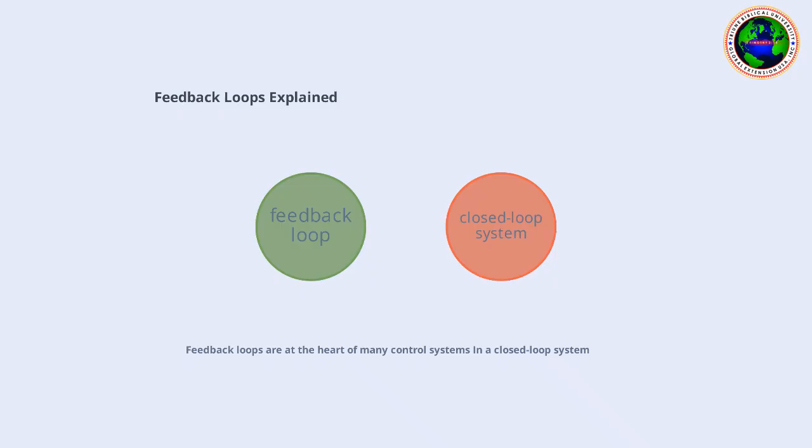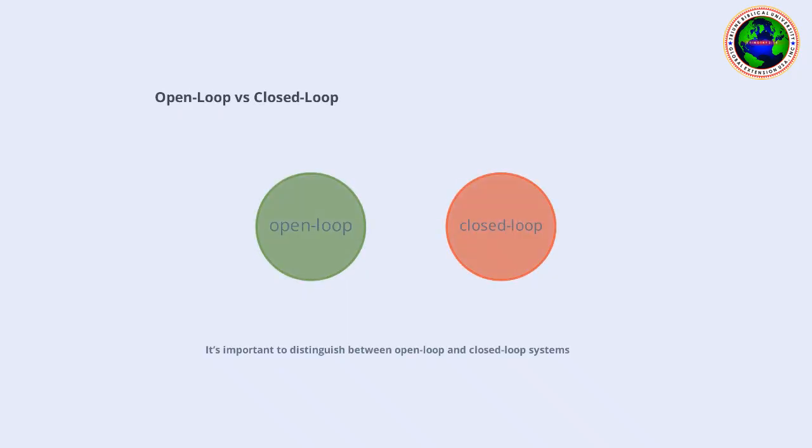Feedback loops are at the heart of many control systems. In a closed-loop system, the output is constantly measured and compared to the reference input. If there's a difference, the system makes adjustments to minimize the error. This continuous process allows the system to adapt to changes and maintain desired performance, which is essential in applications like robotics and automotive controls.